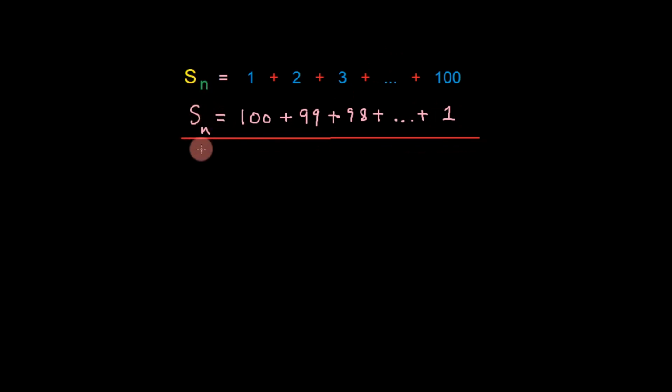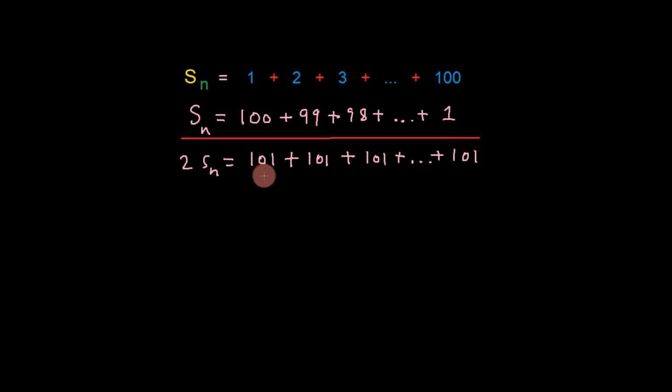So S sub n plus S sub n is twice S sub n. 1 plus 100 is 101. So we add corresponding terms. 2 plus 99 is 101. 3 plus 98 is 101. And we continue adding terms until we get to 100 plus 1, which is also 101. So we basically have 100 101s.